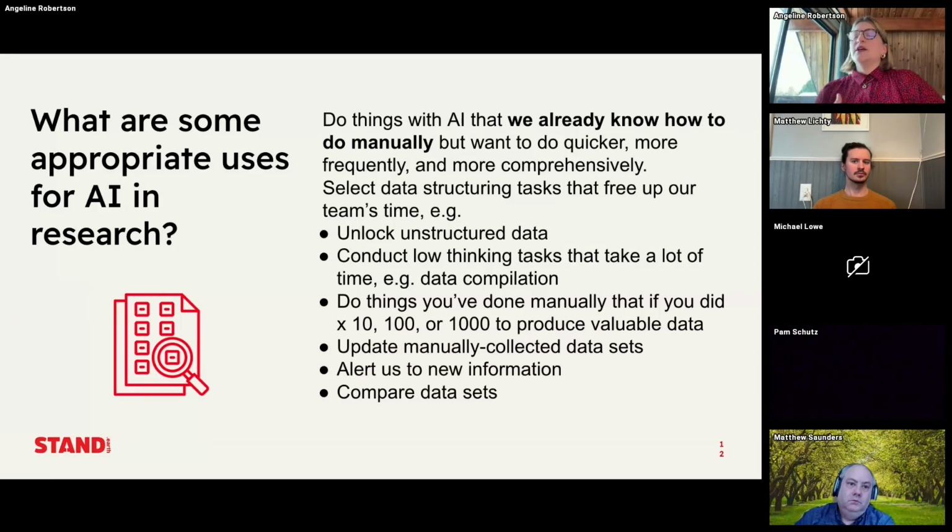These things include unlocking unstructured data stuck in PDFs that you have to comb through manually, or use keyword searches for, and also low-thinking tasks that just take a lot of time, like data compilation and coming up with strategies for data categorization. We wanted something that could do what we've done manually, but do it 10 times or 1,000 times to produce more valuable data sets.